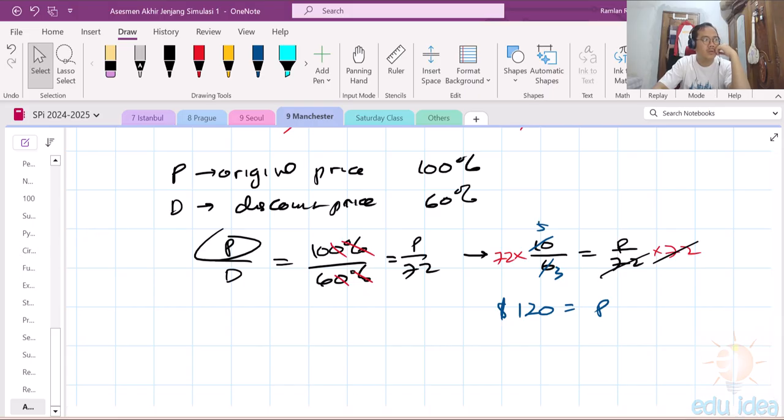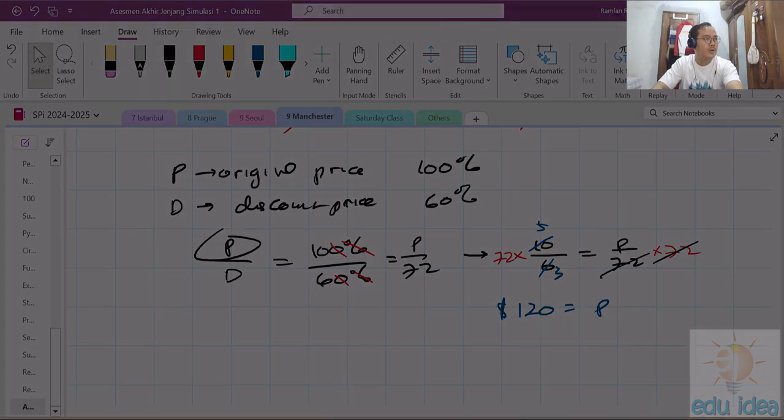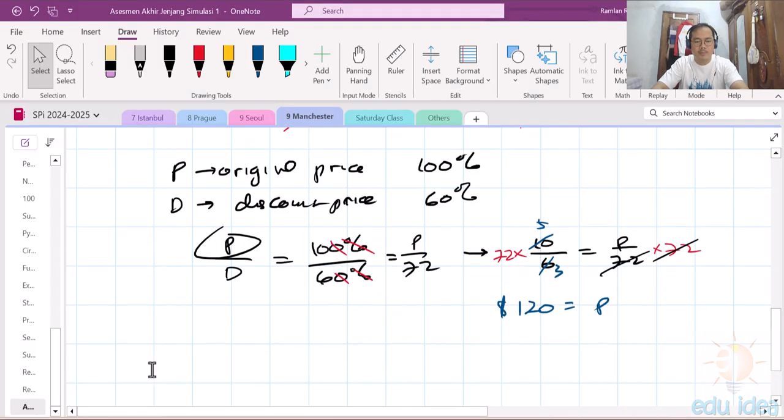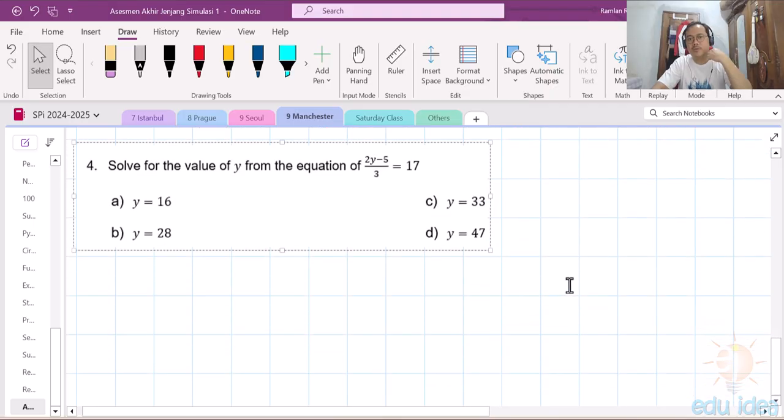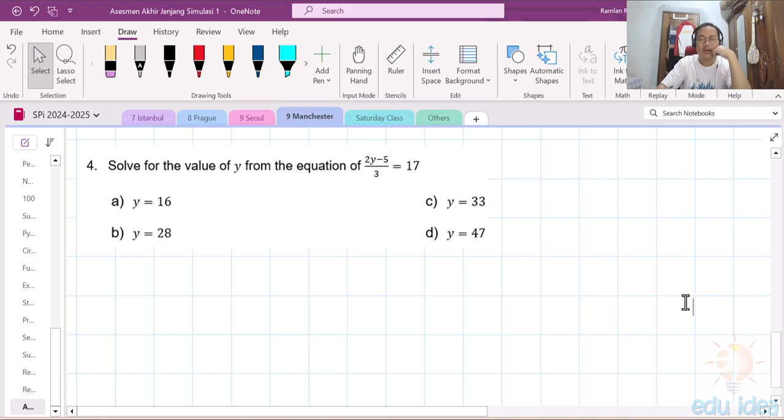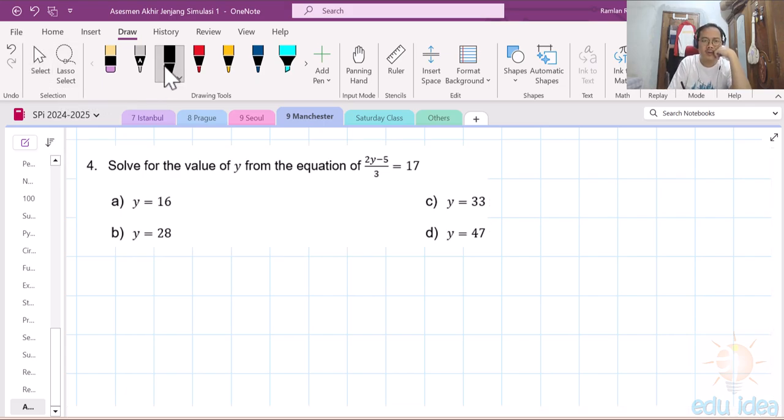Okay, let's move on to number 4. Okay, take the question here. Solve for the value of y from the equation (2y minus 5) over 3 equals 17. Now, again, the very basic concept of solving an algebraic equation with one variable is to make the variable alone on one side of the equal sign.